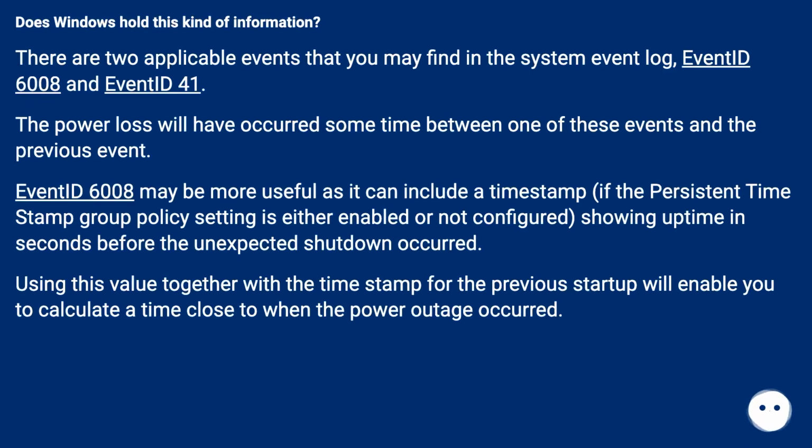There are two applicable events that you may find in the system event log, Event ID 6008 and Event ID 41. The power loss will have occurred sometime between one of these events and the previous event. Event ID 6008 may be more useful, as it can include a timestamp, if the persistent timestamp group policy setting is either enabled or not configured, showing uptime in seconds before the unexpected shutdown occurred. Using this value together with the timestamp for the previous startup will enable you to calculate a time close to when the power outage occurred.